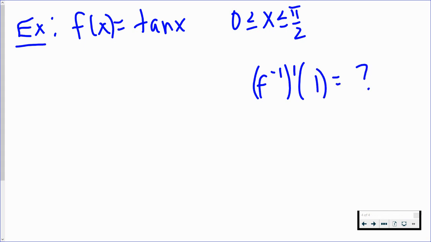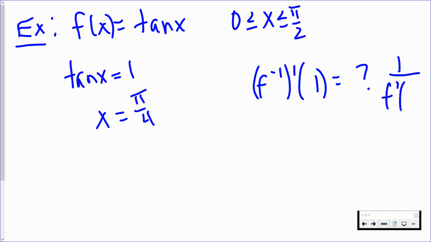Okay, so remember, first thing we do is set the original function equal to this value. The x-coordinate in the inverse is 1, so that's the y-coordinate in the original. So we're going to set tangent of x equal to 1. Now notice we're on the interval 0 to pi over 2. So tangent is equal to 1 at pi over 4. Now we know that the derivative of the inverse at 1 is equal to 1 over f prime of pi over 4. So let's find that value.